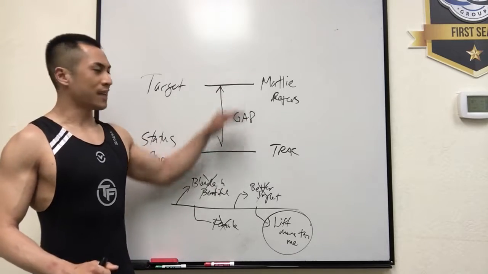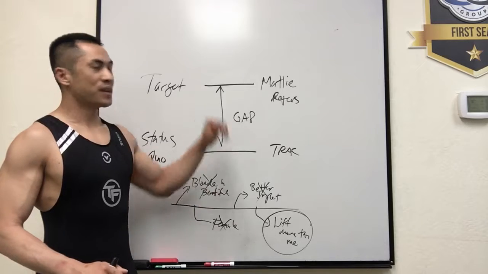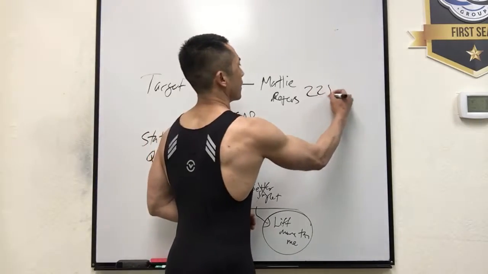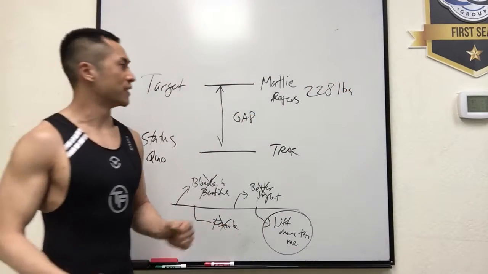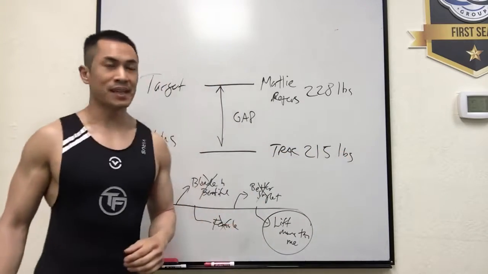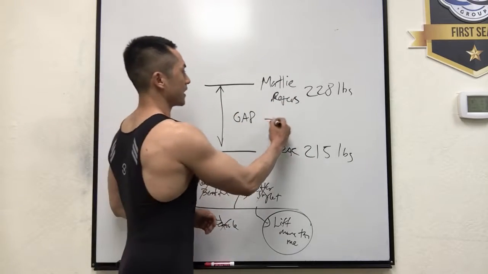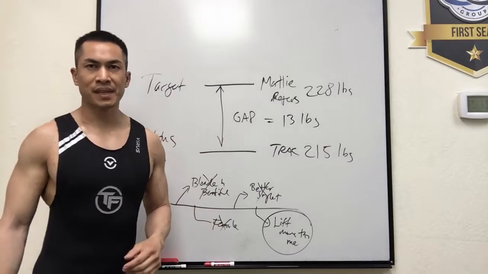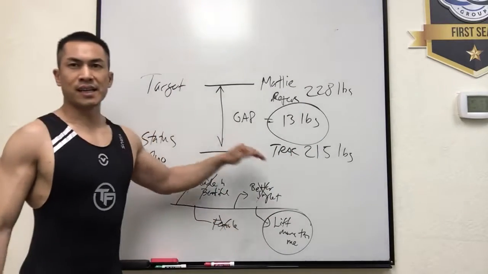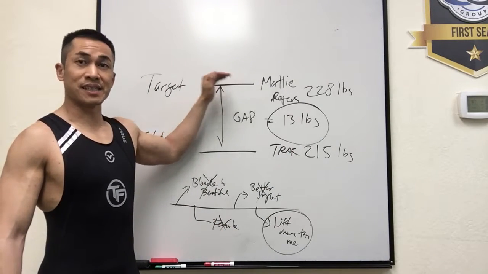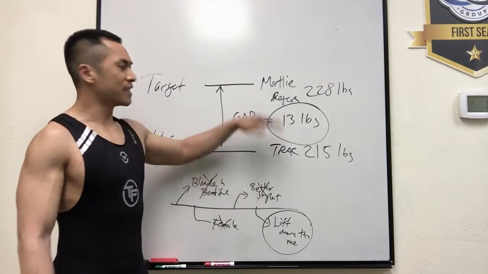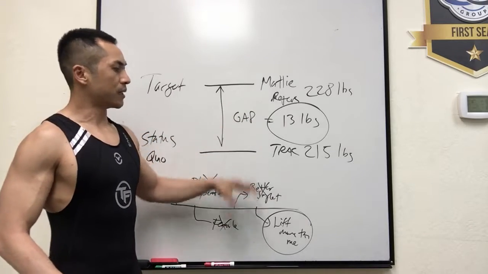We'll use just her snatch for this example. At Worlds last week, she hit 228 pounds in her snatch, about 104 kilos. My best snatch ever, all time, is 215 pounds. So we'll take the difference, and we see that the gap is 13 pounds. That gives me an identification of what my actual goal is: to take my level up to Mattie Rogers' at least for this particular lift. I need to close that gap of 13 pounds.